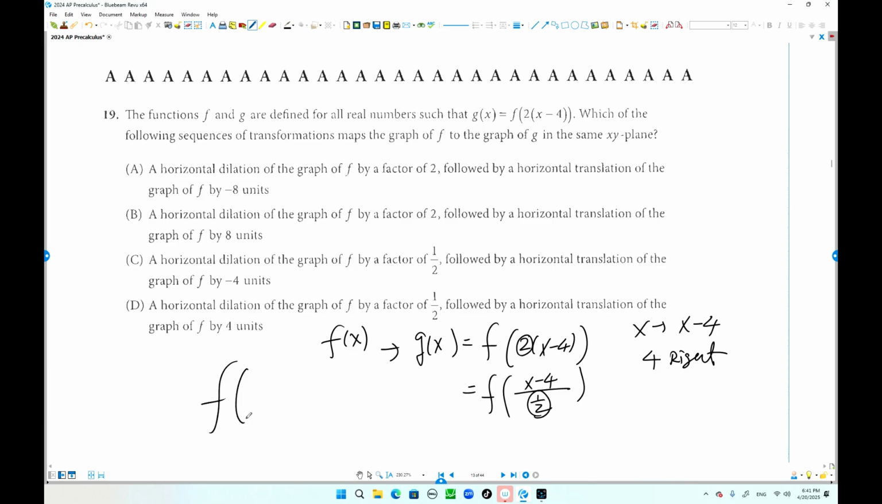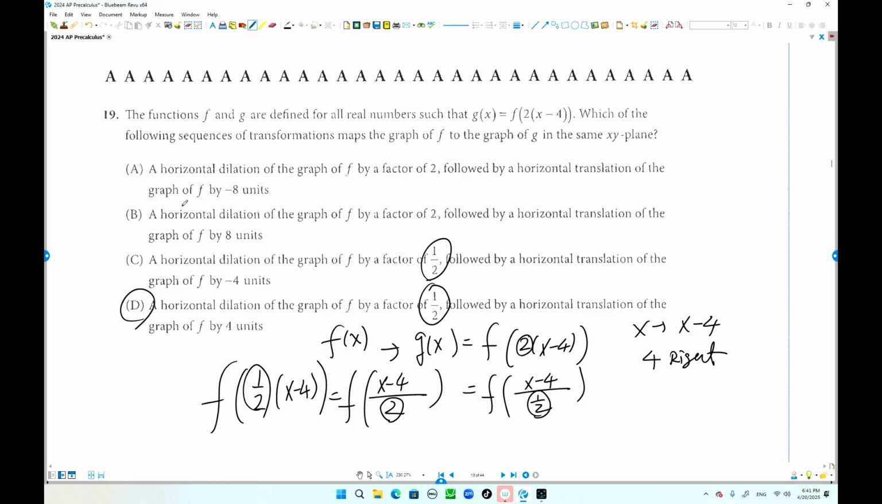If we have f of 1 over 2 x minus 4, but this is the reciprocal 2, right? Actually, it looks like this one. The 2 going down is greater than 1. That is a stretch by a factor of 2. But this one is 1 over 2 is the answer, right? Now, the horizontal translation is move to the right by 4 units. Option D is the answer.